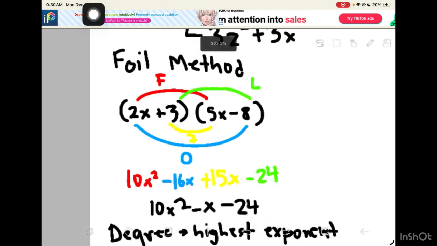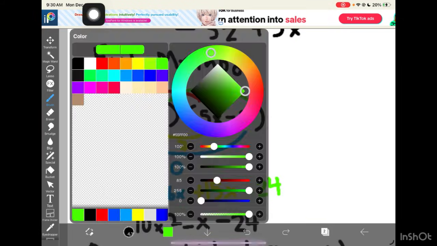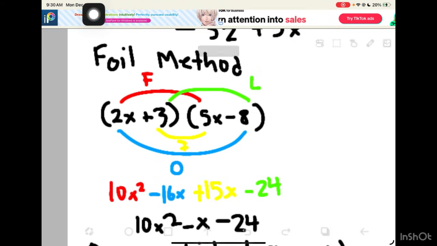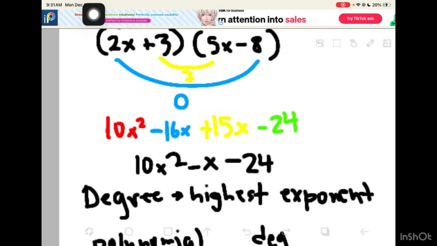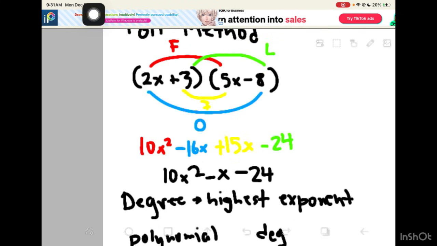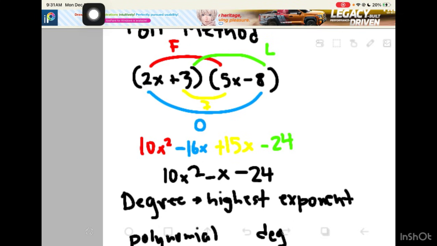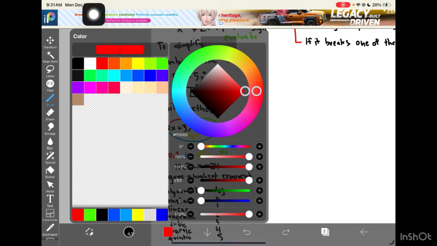And then we can also use the FOIL method. First here, 2x times 5x is 10x squared. And then outer, 2x times negative 8 is negative 16x. Then inner, 3 times 5x is 15x. And then last is 3 times negative 8, so that's negative 24. We get 10x squared minus 16x plus 15x minus 24. Or simplifying, we have 10x squared minus x minus 24.